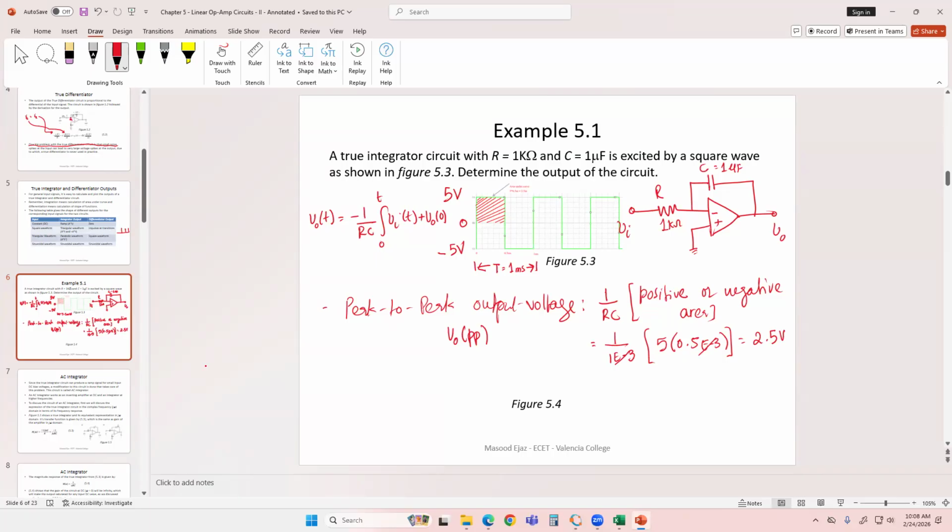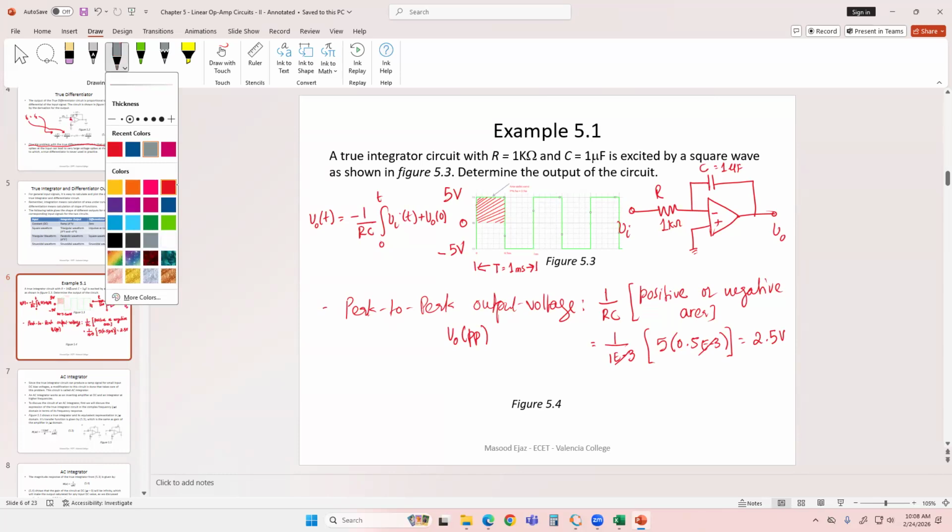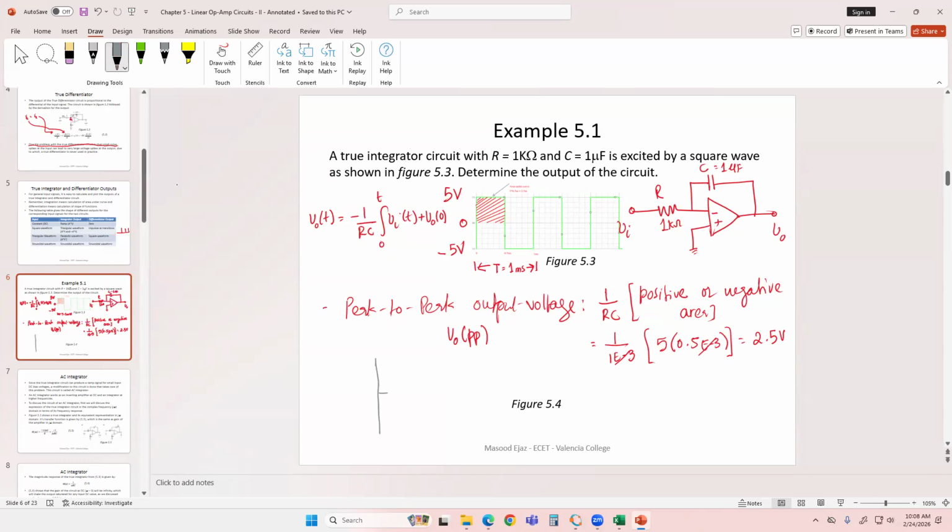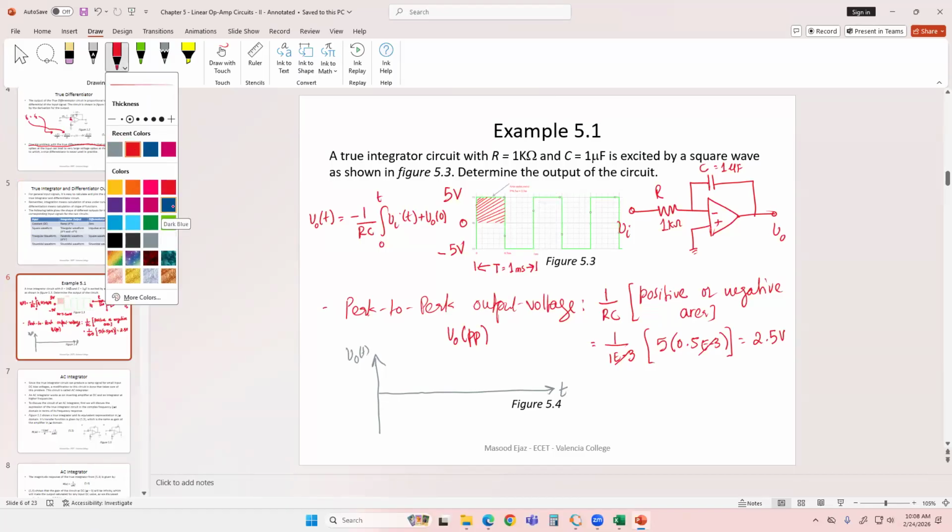That's the peak to peak output, 2.5. So the output waveform that we already know is going to be a triangular waveform. And remember this negative sign. That means when you have the positive output, your slope of the output is negative. And when you have the negative output, your slope of the output is going to be positive because of this negative sign. The peak to peak value is 2.5.